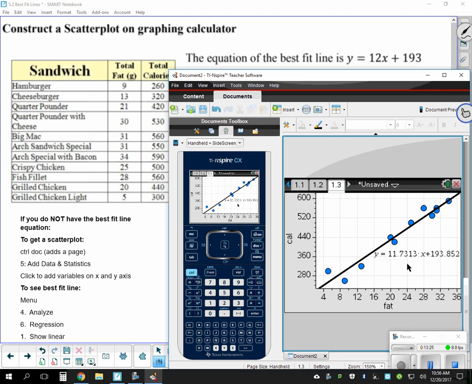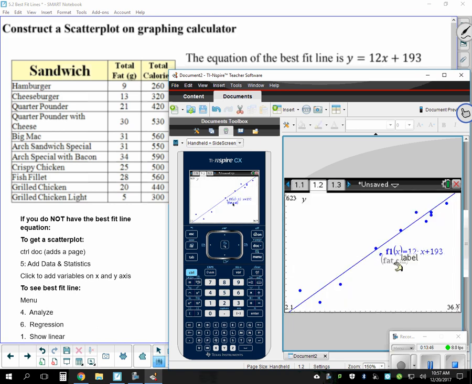So you can compare that equation to what we had up here. The calculator came up with 11.7313. Those numbers probably went on and just rounded it off. And then we ended up rounding it all the way to 12. The y-intercept, 193.852. We rounded to 193. So this graph is actually a more precise one than this one. The line of best fit would be just slightly more accurate.